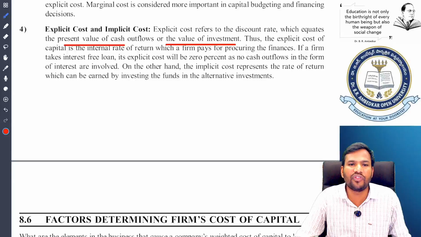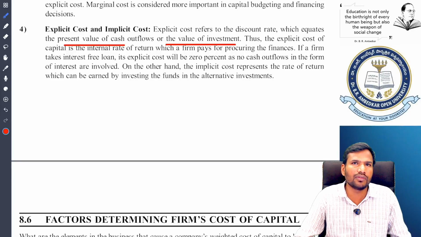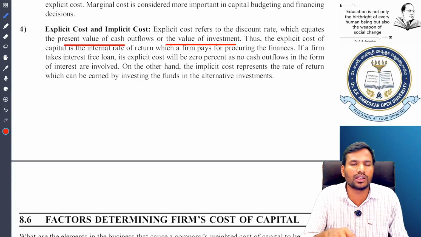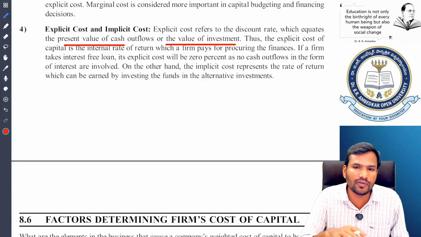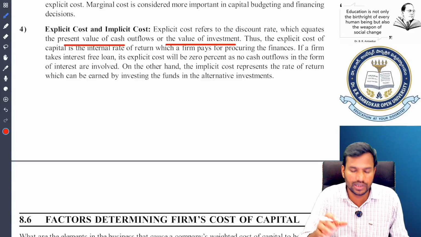If the firm procures funds within the organization, not going outside, that is the implicit cost. Implicit cost means the company's returns are reinvested in the organization. That amount we should have given to the shareholders, but instead of giving it to shareholders, we are reinvesting in the organization. By reinvesting, shareholders forgo the opportunity, that is the implicit cost.